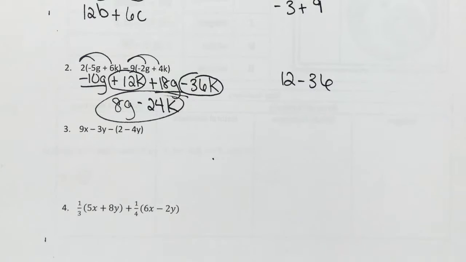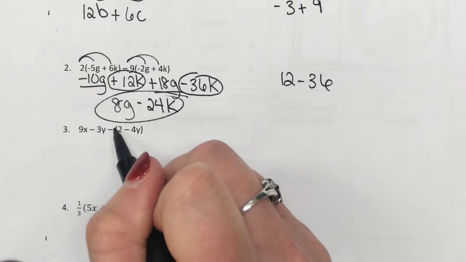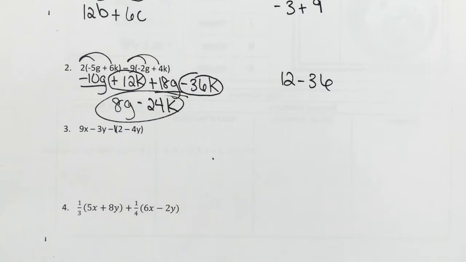Y'all okay? Yeah? Okay, what about number 3? You're going to distribute something. Do you see a little number understood to be there that you're going to distribute? Where's that 1 at? After the negative, but before the parentheses. Very good. So you can distribute that. Go. Distribute that negative 1.